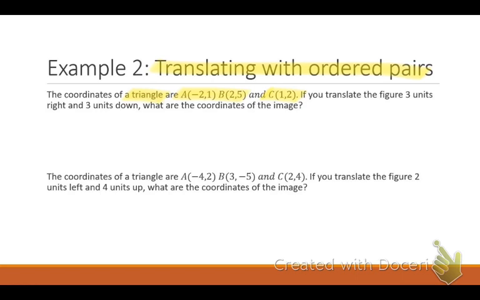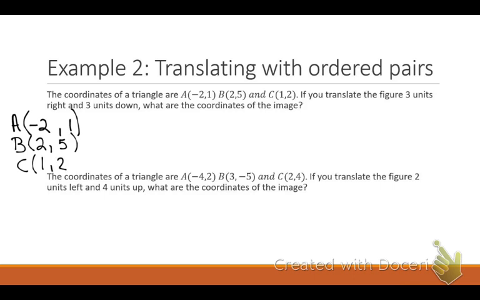So here's what I want you to do in your notes. Write down each ordered pair vertically. Each one needs its own line. You're going to write down A, negative 2, 1; B, 2, 5; and C, 1, 2. Write them vertically. Go ahead and write them vertically.